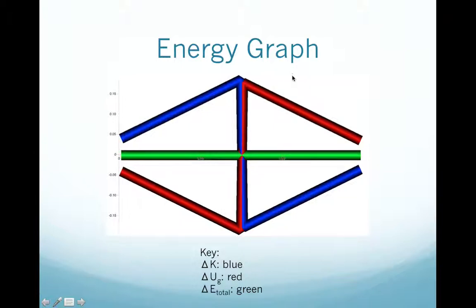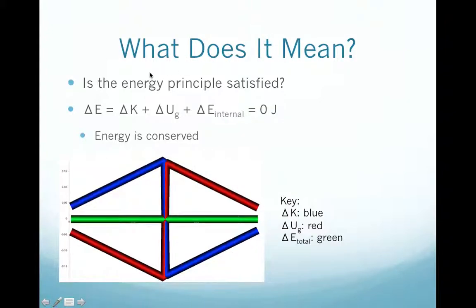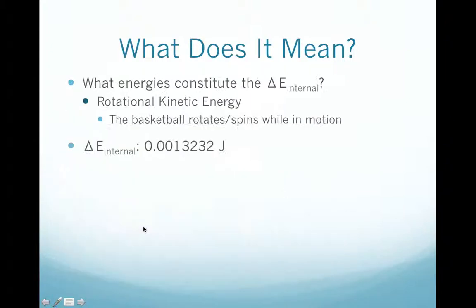Here's the energy graph. The change in kinetic energy is in blue, the change in potential energy is in red, and the total energy is in green, which is 0. So what does it mean? Is the energy principle satisfied? Yes, energy is conserved because the total energy is equal to 0 once all the components are graphed, as shown in this graph which we previously talked about.